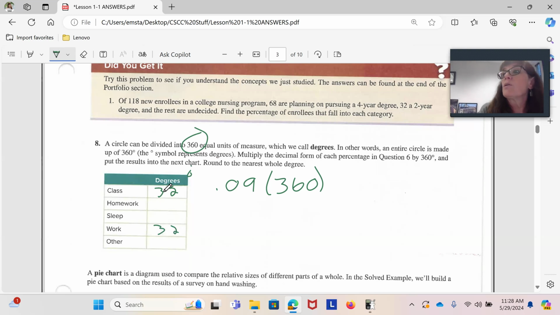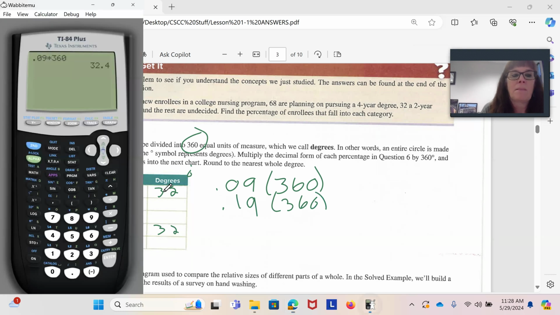And then homework was 19%, so 0.19 times 360. Touchscreen calculators can be frustrating. 68.4, so the nearest whole number is 68.